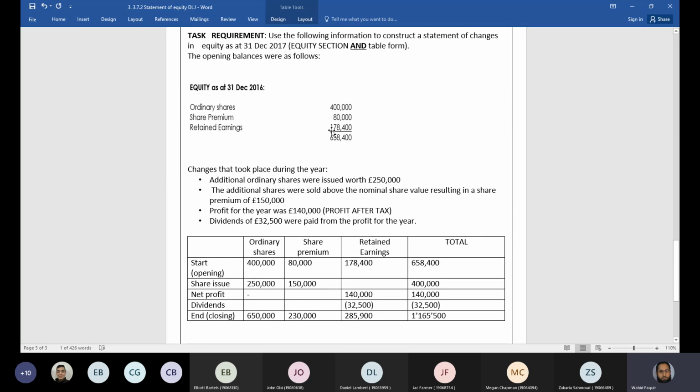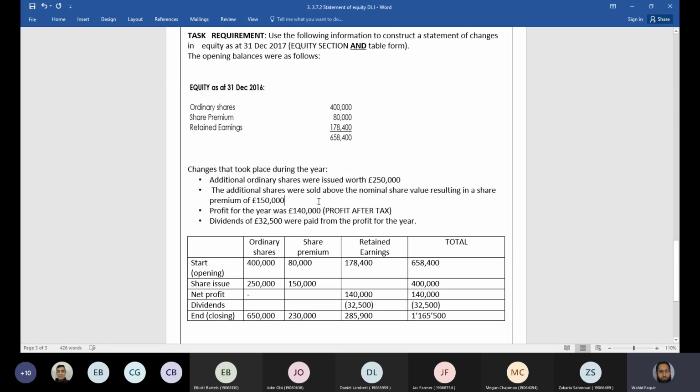Okay, so this question is similar to the other one. It's given us the opening position. This is the capital and reserves section of the statement of financial position, also called equity. Rather than the other one where it had just two figures, this one has three. It's got share premium in it, as well as ordinary shares and retained earnings. Right, let's have a look. So this is the information that the examiners would give us.